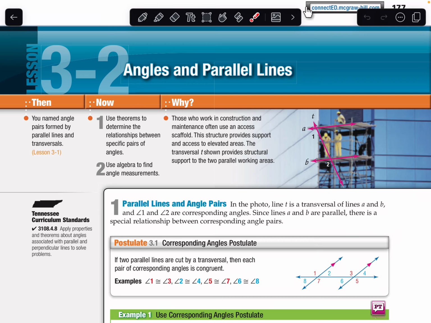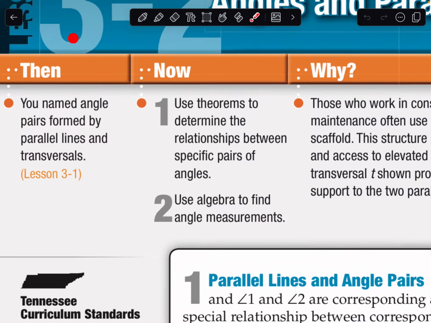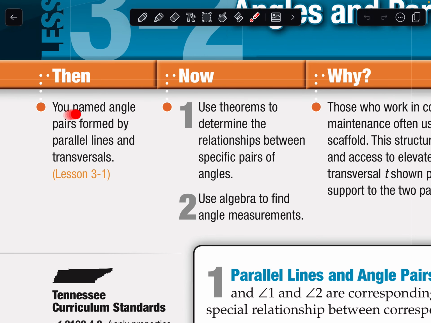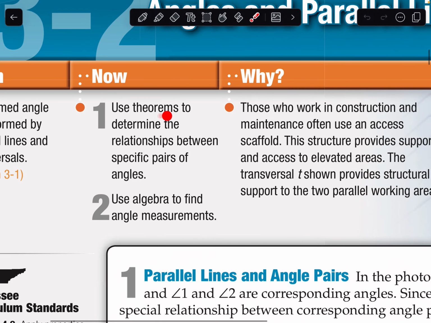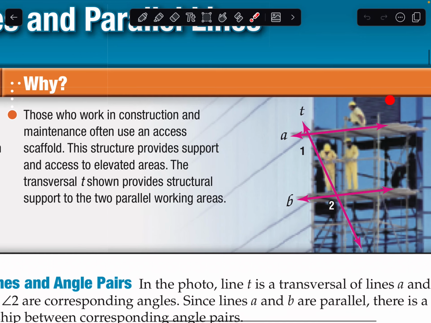Let's read section 3.2, angles and parallel lines together. Previously, we've named angle pairs formed by parallel lines and transversals in the previous lesson. So now we will use new theorems to determine the relationships between specific pairs of angles and use algebra to find those angle measurements. Why might this be useful?